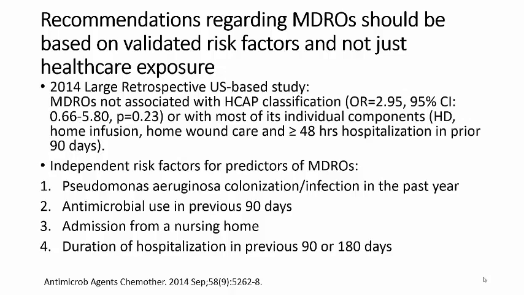people who have structural lung disease, for example, cystic fibrosis or something like that. If you have antimicrobial use in the previous 90 days for any reason, that might promote you for MDROs, admission to a nursing home, and duration of hospitalization in the previous 90 to 180 days. So it sort of narrowed it down a little bit, but not significantly yet. It's still a messy diagnosis at this point.